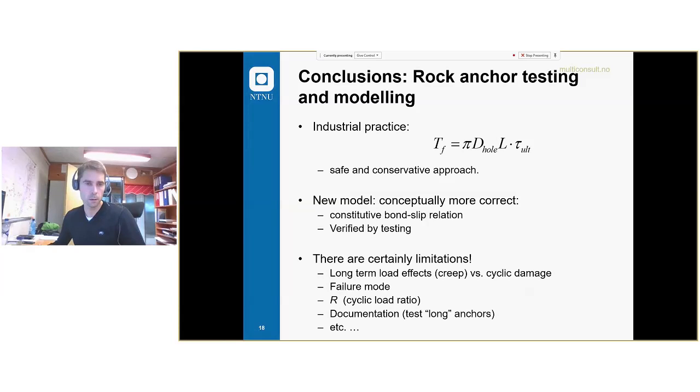We have cycled from 0 to tau max. We do not have a tau min, so it is not calibrated to a tau min value, but the model is prepared for it. Documentation on long anchors: we have tested relatively short anchors. And there are more.